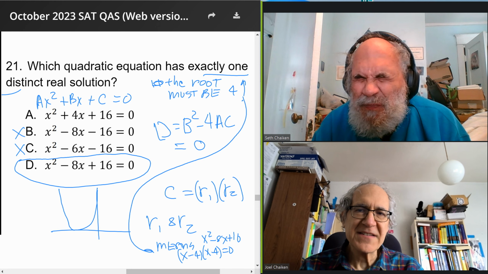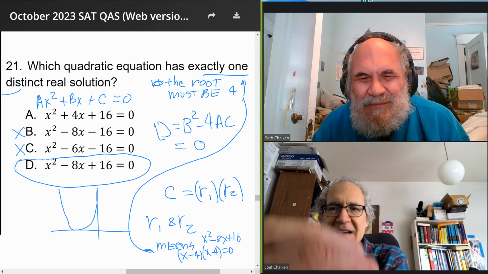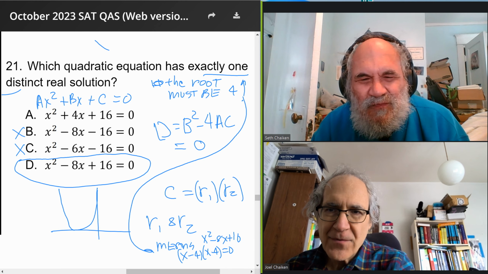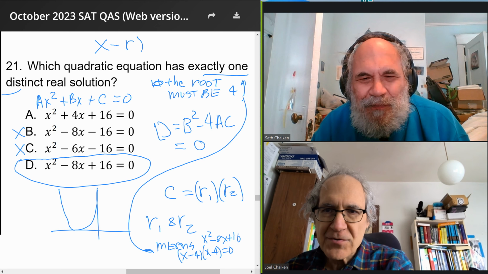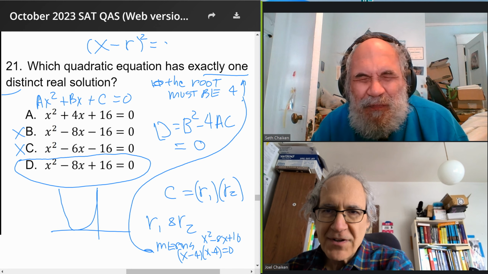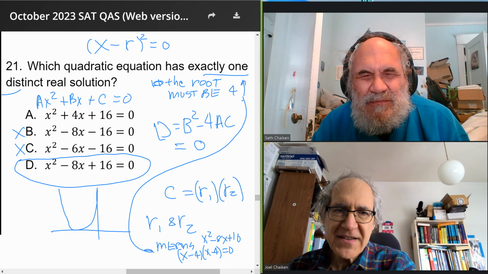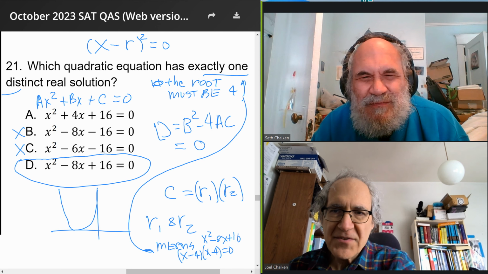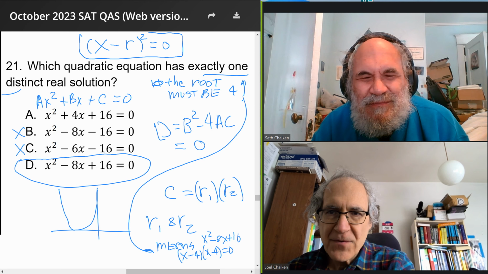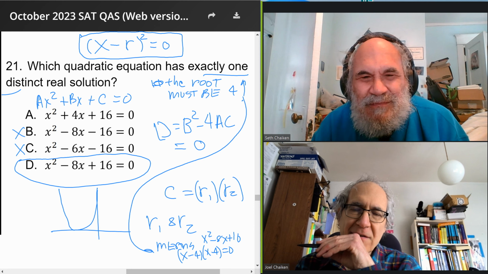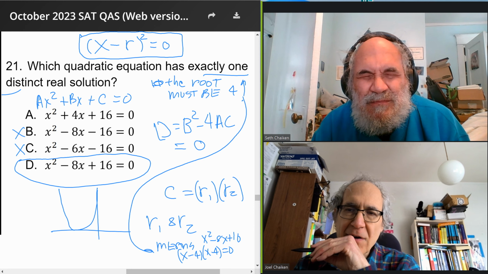And then I realized another way to do it. When you have exactly one real root, the equation needs to be of the form x minus r, where r is the only real root, squared. That's the only way to get one answer. Then you take the square root of both sides, x equals r. So the equation must be in this form. Oh, but r could also be negative, right? r could be less than 0.